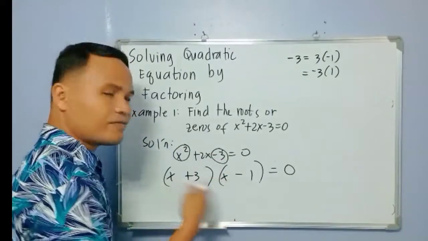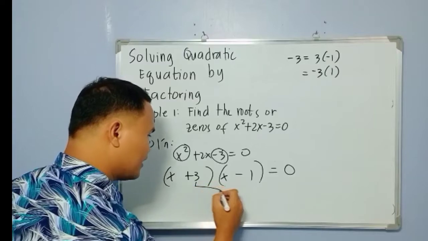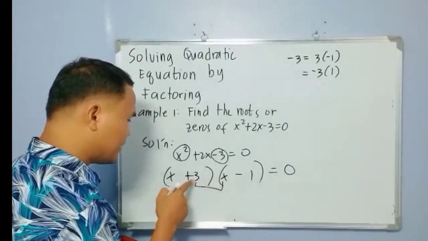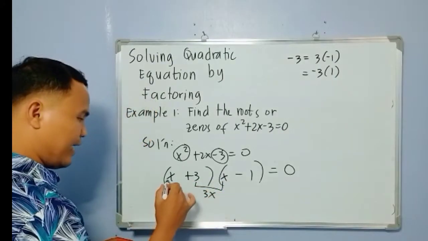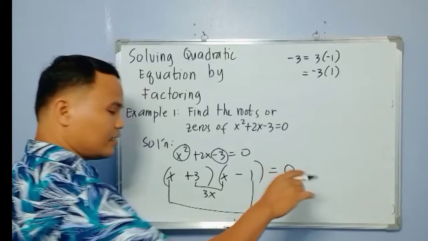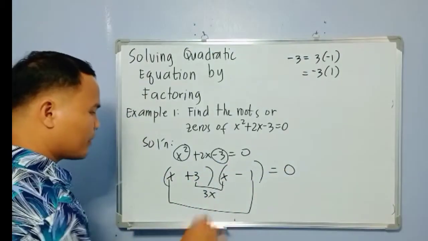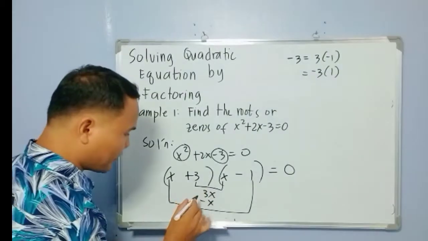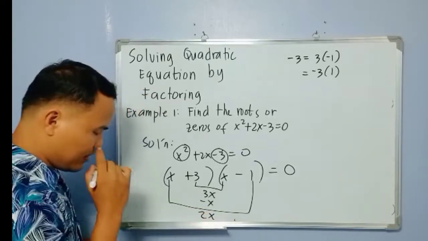How do we know that these factors are correct? You are going to multiply the inner terms and the outer terms. 3 times x is 3x. Then the outer terms, the first term of the first binomial and the last term of the second binomial, that is negative x. Then get the sum. 3x plus negative x is 2x.